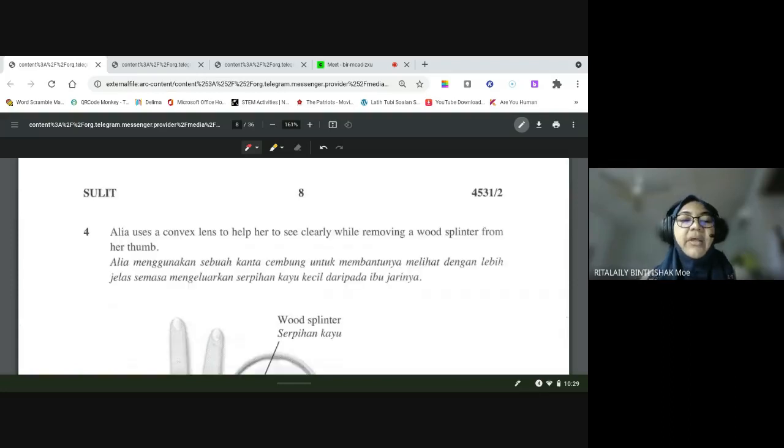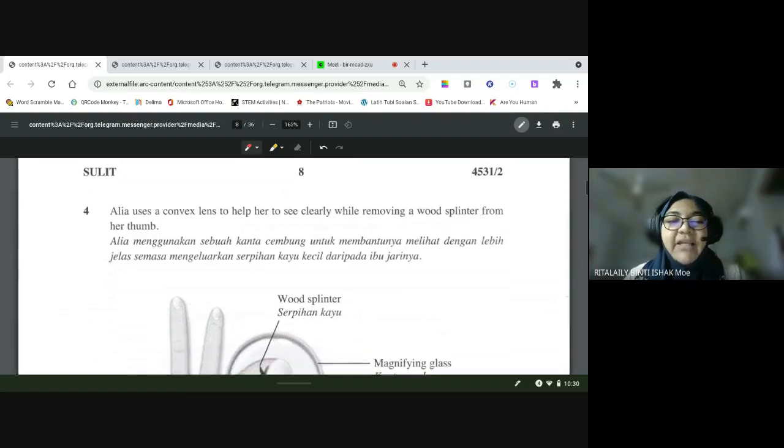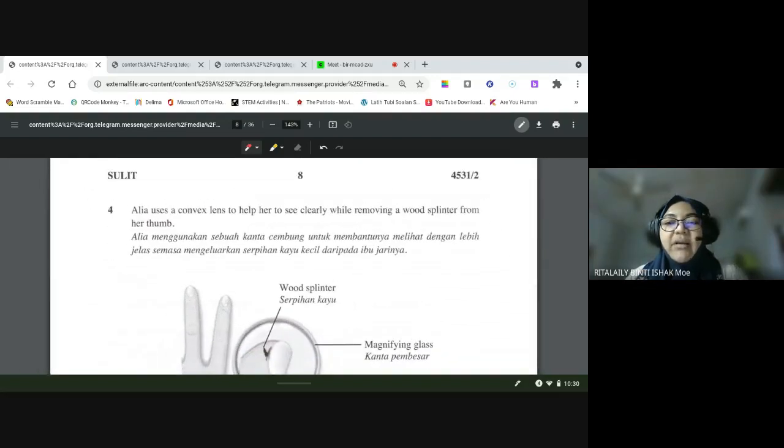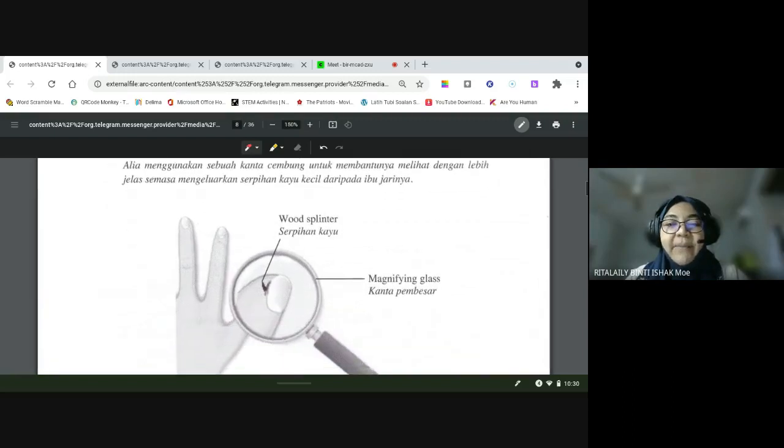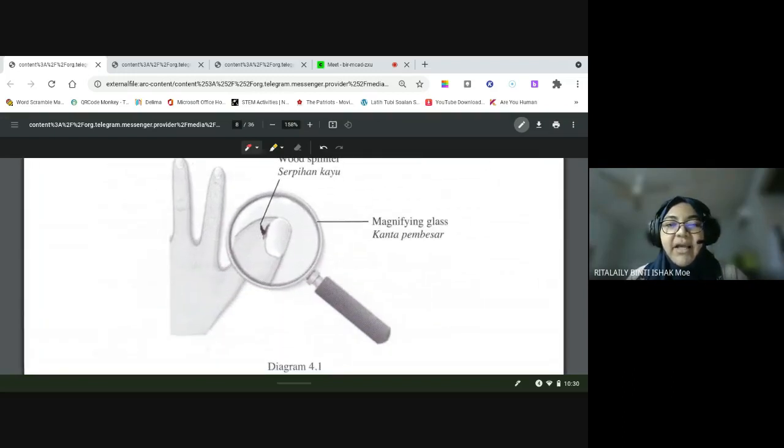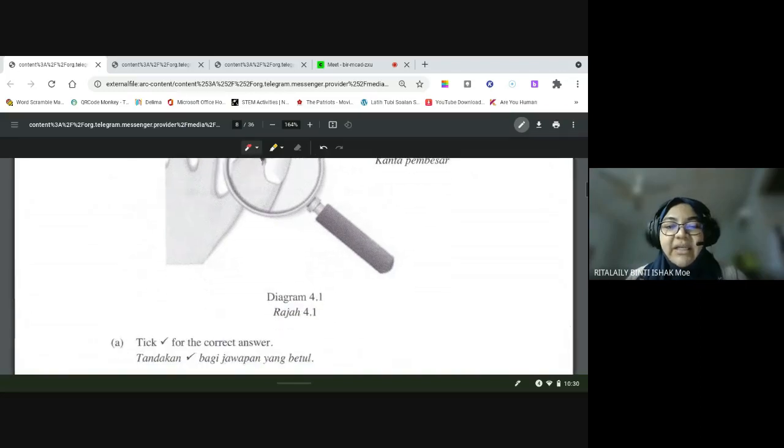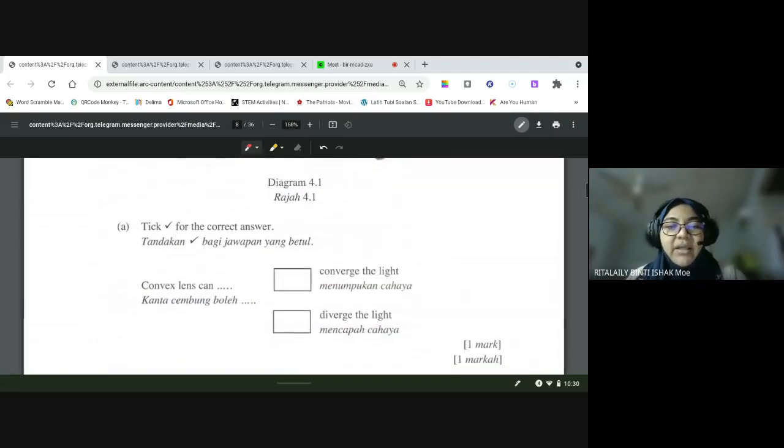Nombor 4. Light saya rasa akan keluar sebab banyak trial daripada negeri-negeri semua keluar light. Okay. So Alia used a convex lens to help her to see clearly while removing a wood splinter from her thumb. Okay, so this is a magnifying glass. Okay, dan dia ada wood splinter dekat ibu jari dia. Correct answer, convex lens can converge. Okay, converge the light.